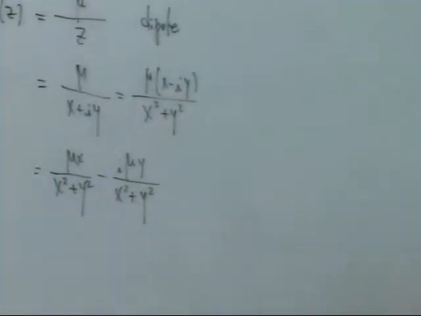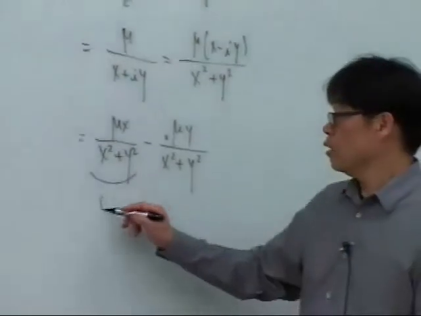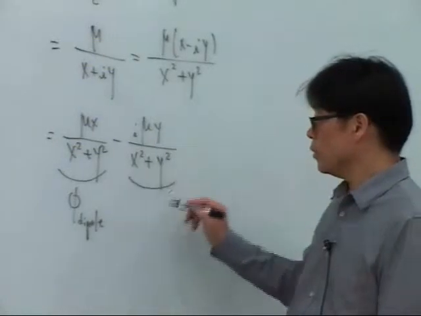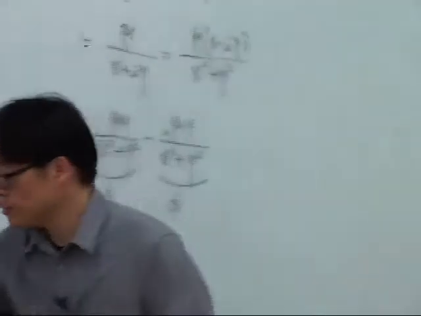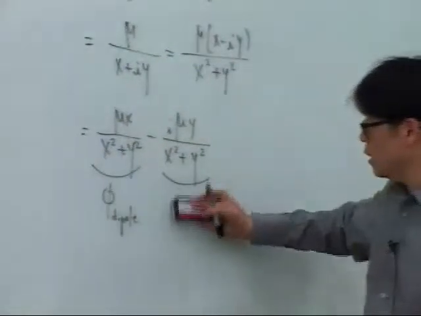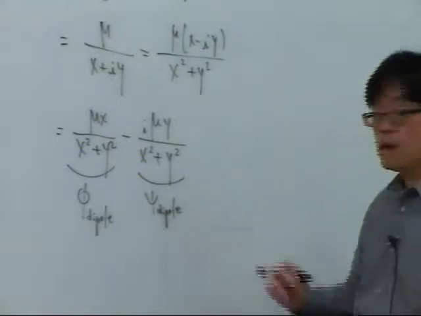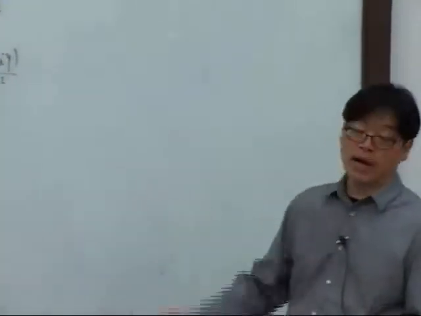Okay? Oops. So this is phi for the dipole, and this is the stream function psi for the dipole, without i, of course.